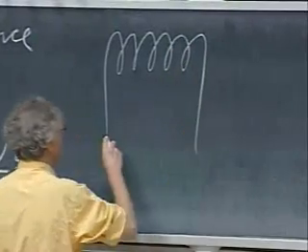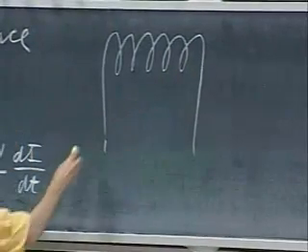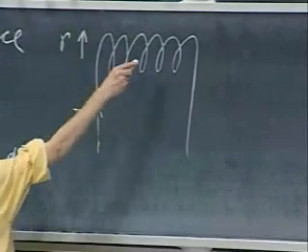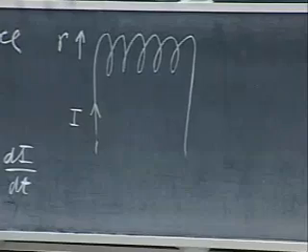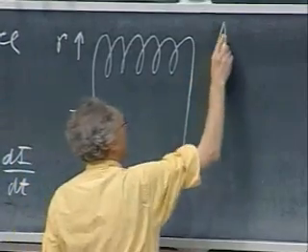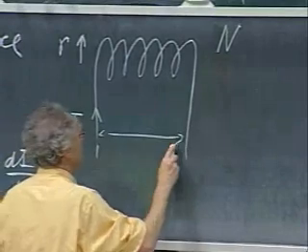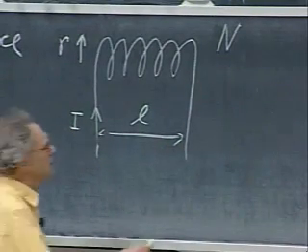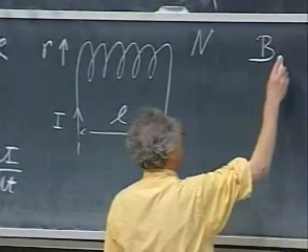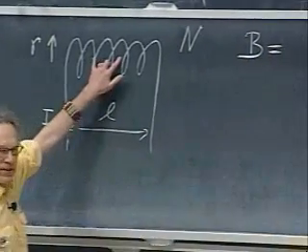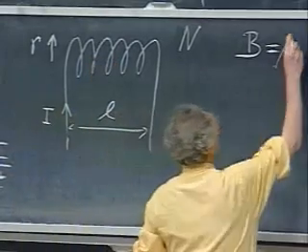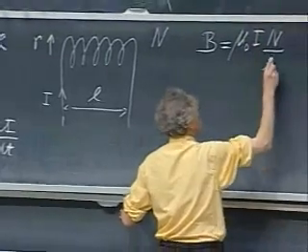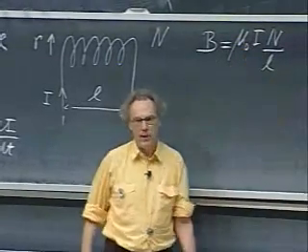Let this be a solenoid, and this is a closed circuit. And we run a current I through the solenoid. And the radius of these windings is little r. Let's say there are N windings, and the length of the solenoid is little l. Perhaps you remember that we earlier derived, using Ampere's law, that the magnetic field inside the solenoid is mu0 times I times capital N divided by l. This is the number of windings per meter.